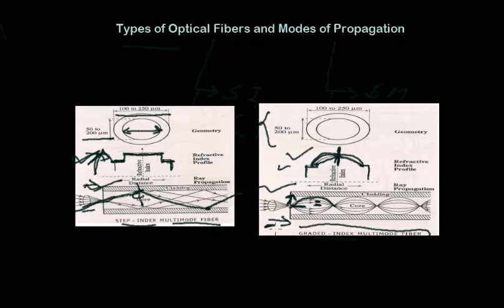These optical fibers, graded index multimode fibers, are expensive as compared to other optical fibers, and we use them in telephone trunks between offices. So to connect the line of one telephone exchange to another telephone exchange. So this is all about types of optical fibers.